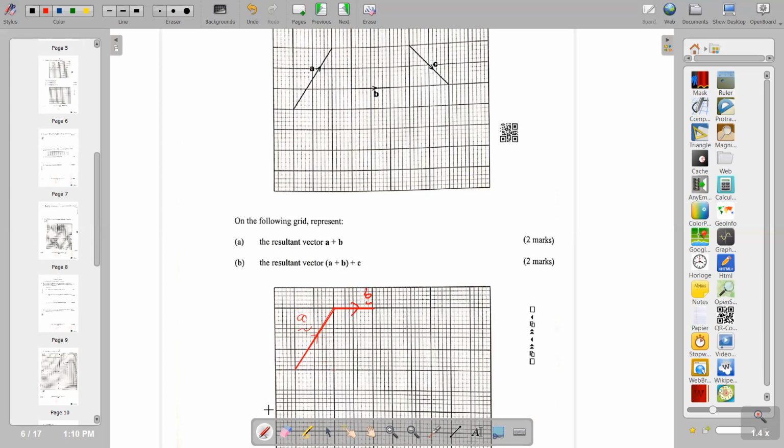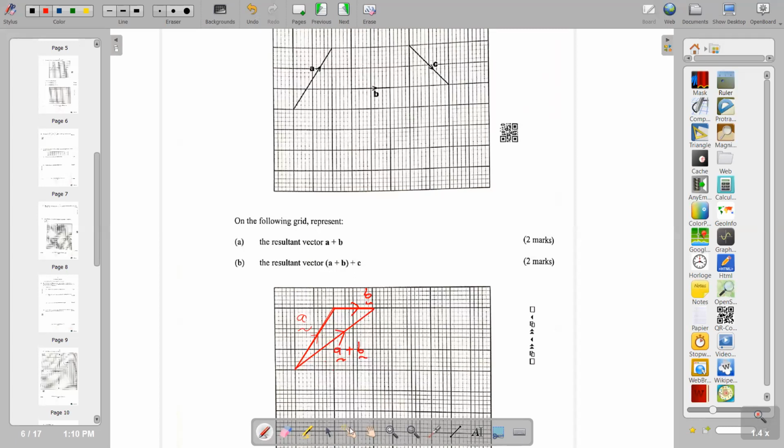Now to show the resultant, the resultant is this one, A plus B. You're moving from this point to here, and it's the same as moving from this point all the way to here. So the arrow is in this direction. And then you write A plus B with vector notation. And that's how you're supposed to draw it.